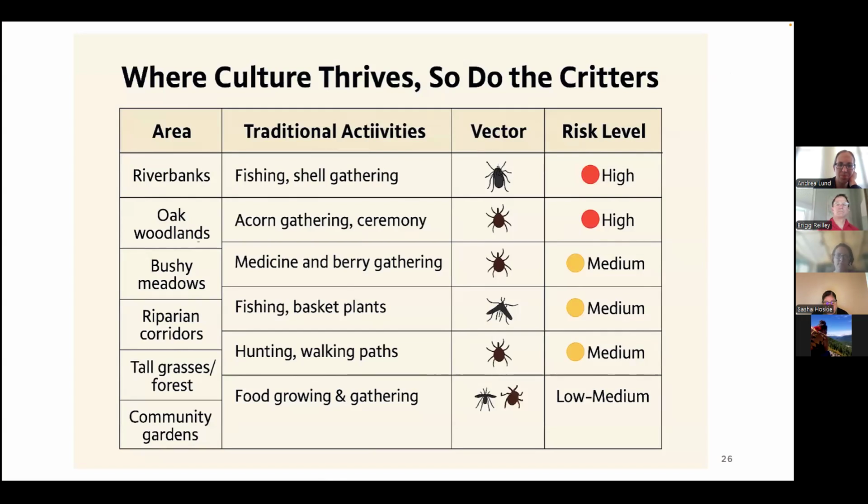So this graph, my line's got a little bit messed up here, but each one is supposed to show different areas where we know traditional activities might be happening: riverbanks, the oak wetland, Bushy Meadow, the riparian corridor, tall grasses and forests, and the community garden. When we're just growing food in the community garden, that's pretty low risk. There are still going to be critters in there, but because it is such a maintained space, that is going to be the lowest risk. And then being right next to the water, maybe acorn gathering for ceremonies, those are going to be high risk levels.